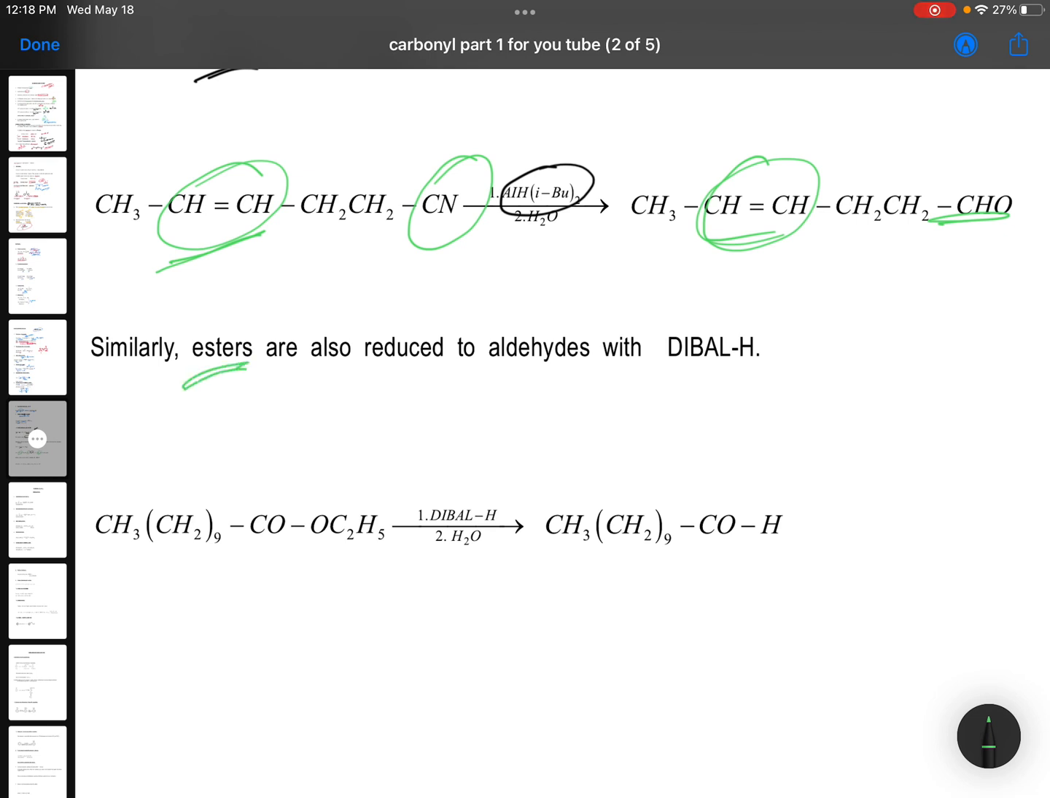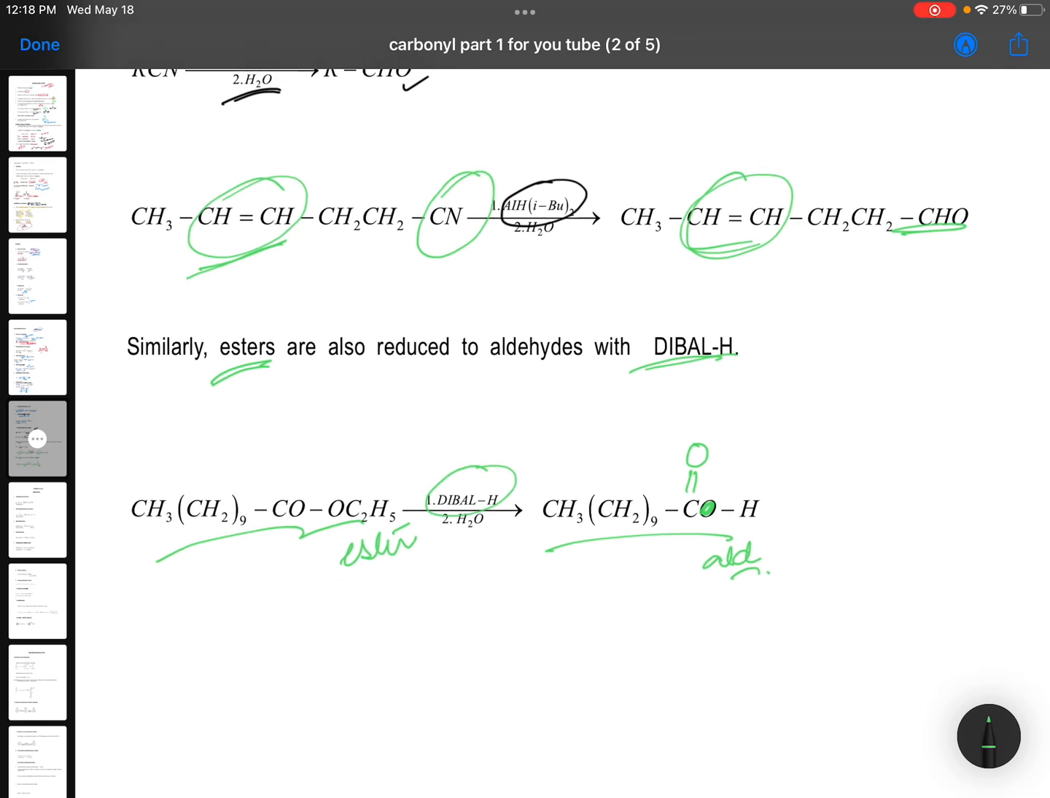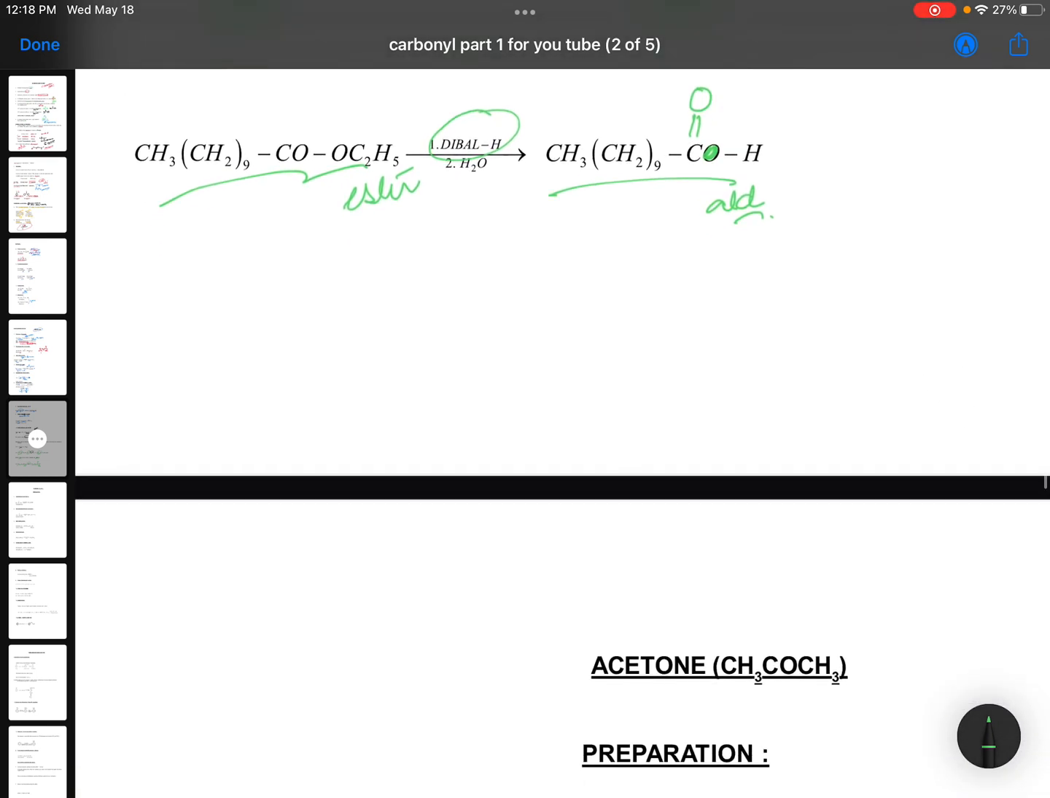Esters can also be converted to aldehydes by DIBAL-H. Same reaction, this is an ester. Ester is converted to aldehyde. You can show it like this for easy purposes. Esters are converted to aldehydes by DIBAL-H. DIBAL-H is not a strong reducing agent. For mild reduction purposes we can use it.